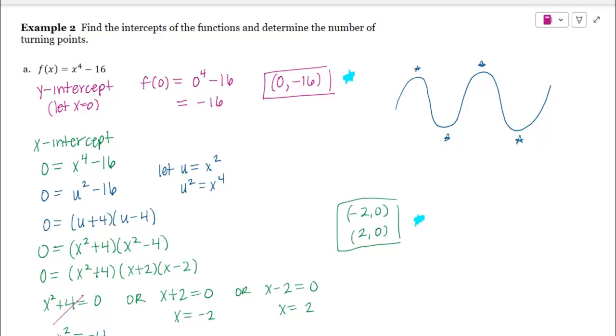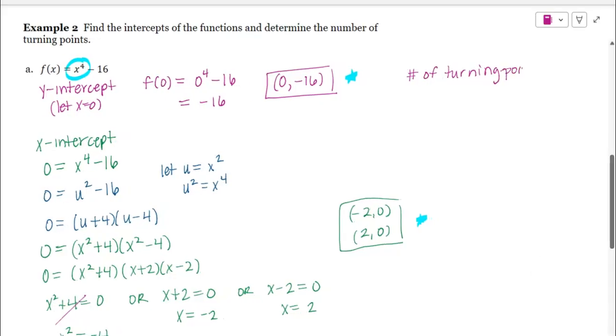The number of turning points is always up to, it could be less, but up to one minus the degree. So for this example, we have something that's raised to the fourth power. So the number of turning points is going to be 3 or less. Since the degree is 4, we take 1 away from that.